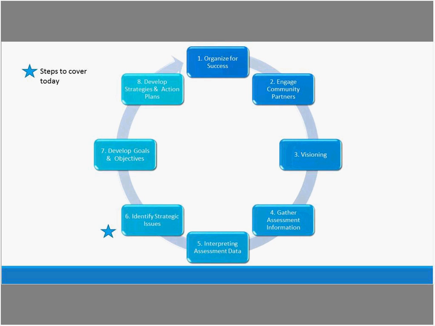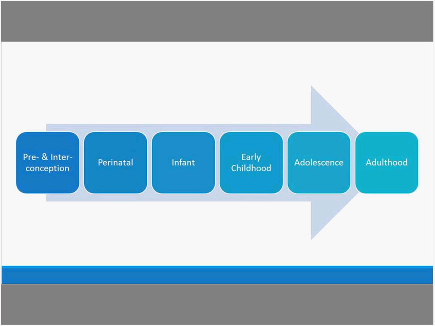In this step, we really move more into planning, with developing goals and objectives and developing strategies and action plans. As a reminder, you're familiar with this slide as well. The way we're thinking about this assessment is really built on the life course perspective, which has these two features. First, we're looking at the impact of things that happen early in our lives or intergenerationally on what our health status is later in our lives.